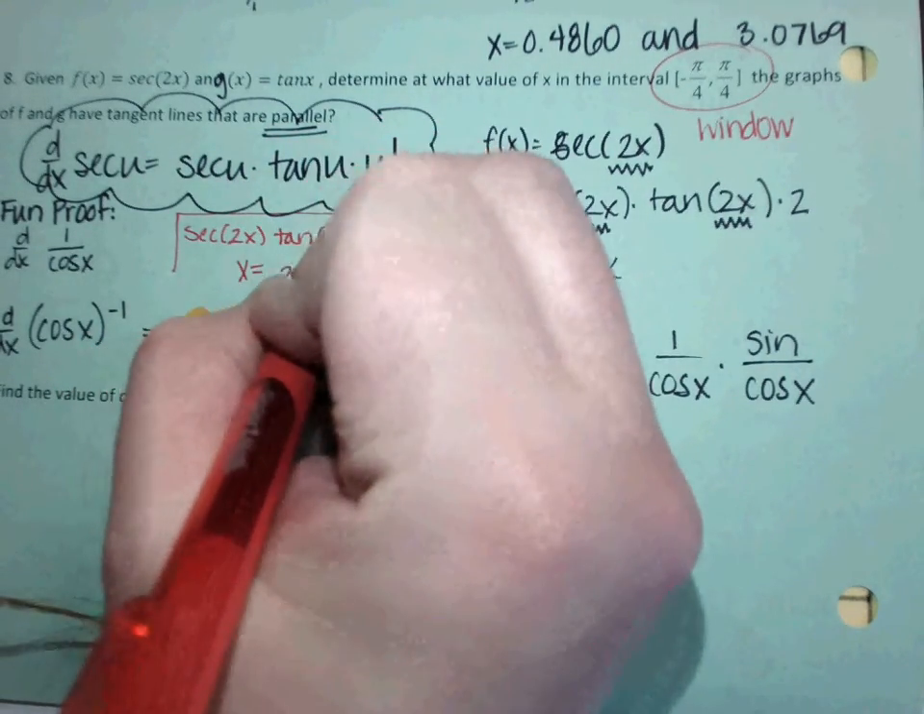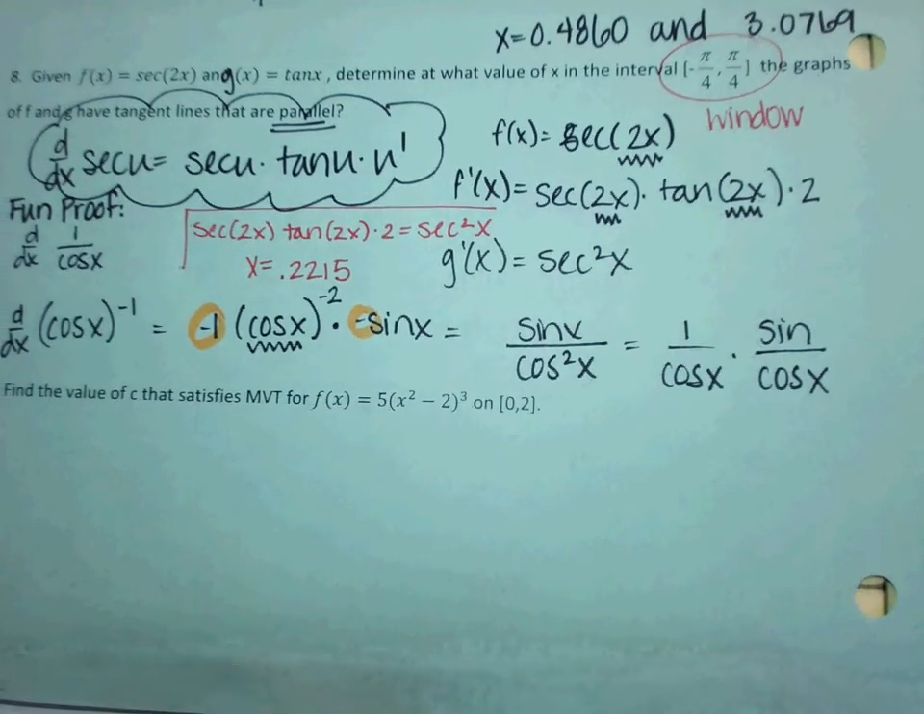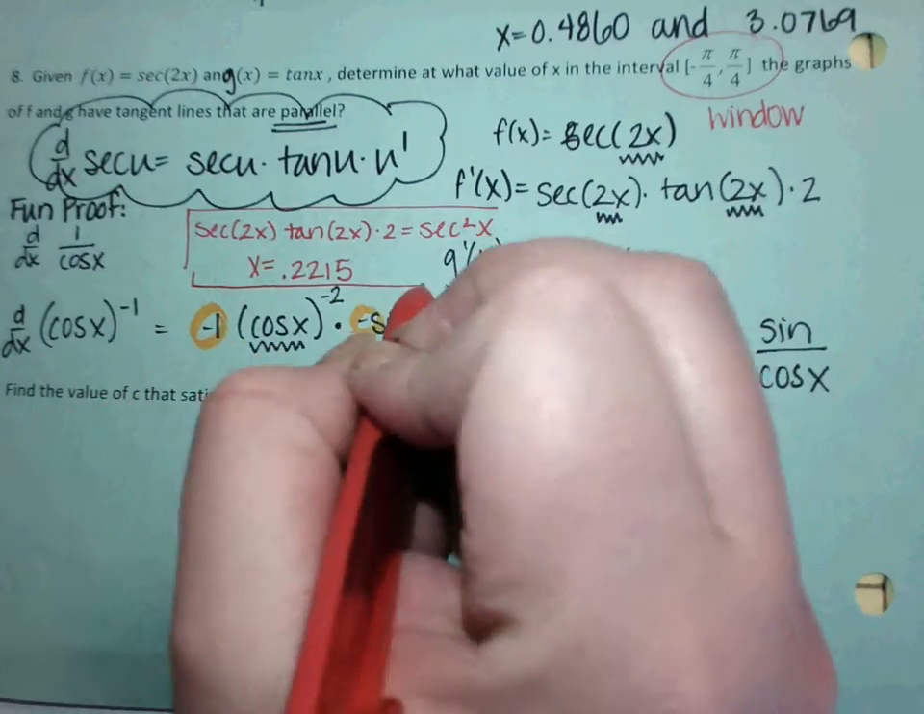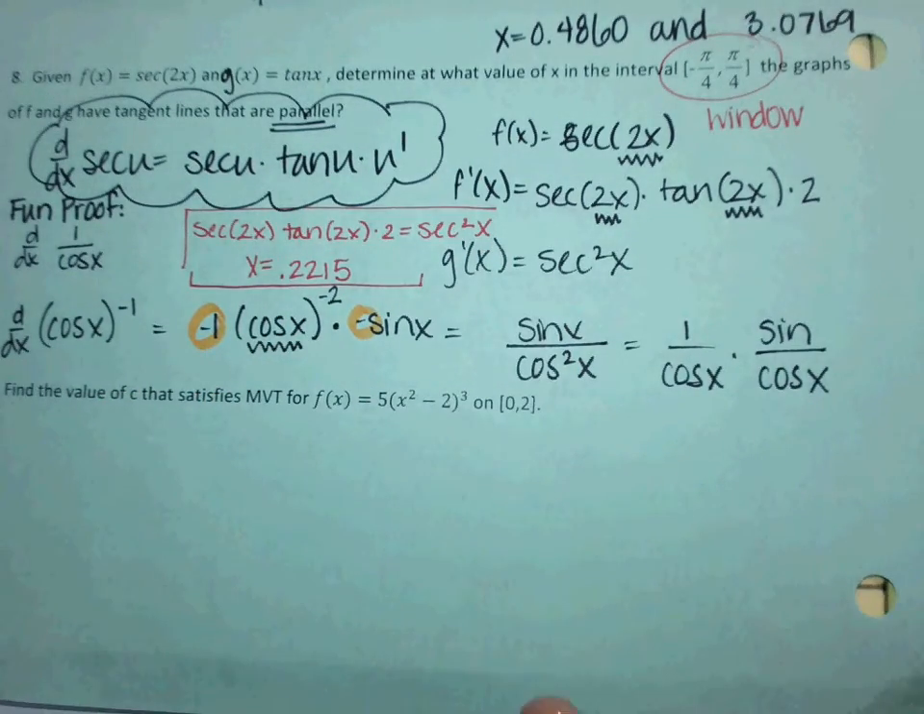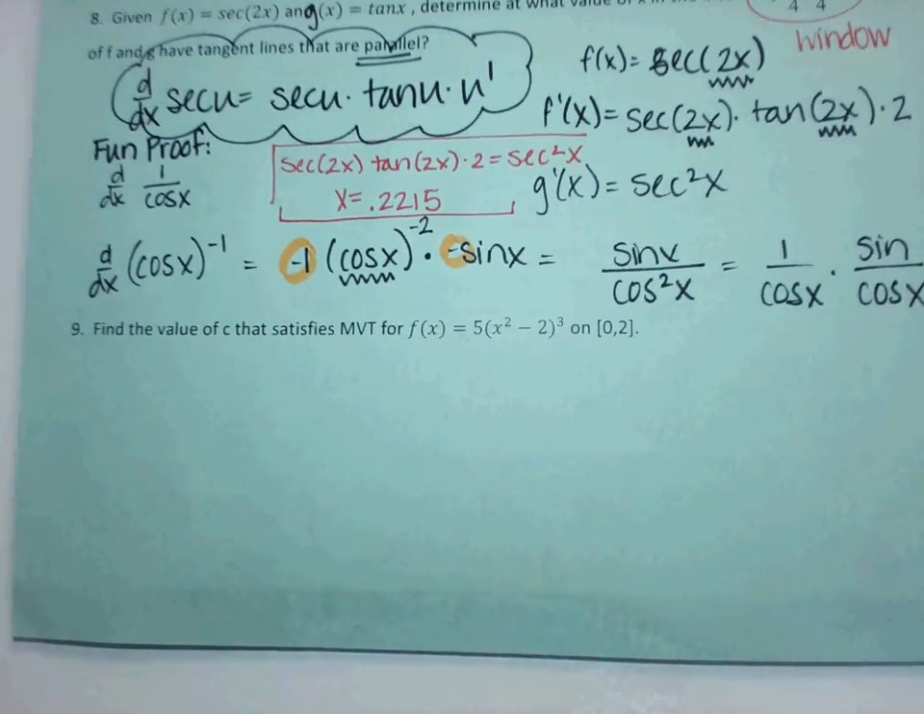2, 2, 1, 5. Okay? Alright, we have 46, 50. Oh yeah, we got time for the last one. Okay, what does mean value theorem say?